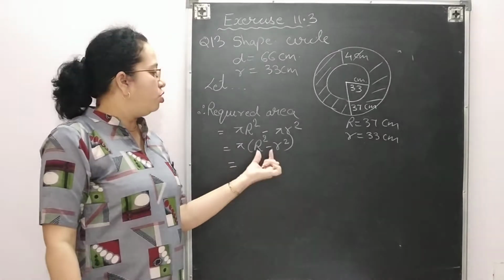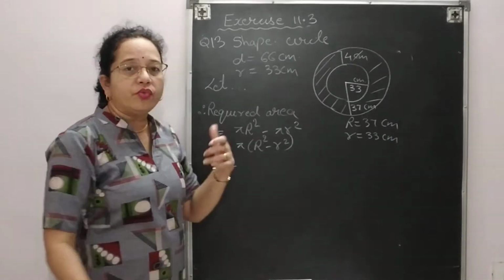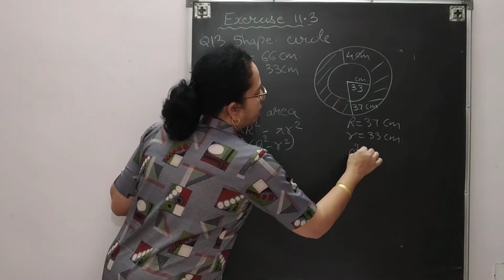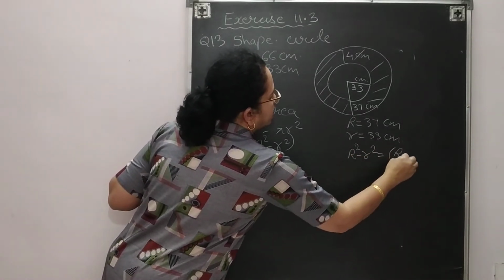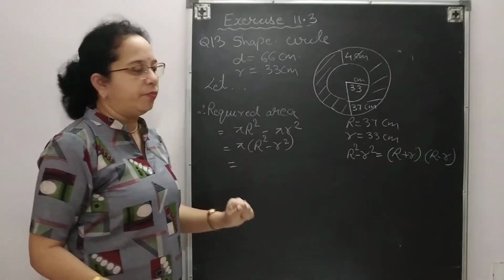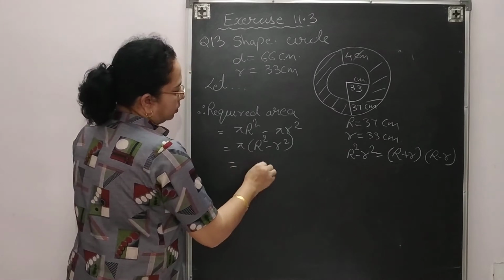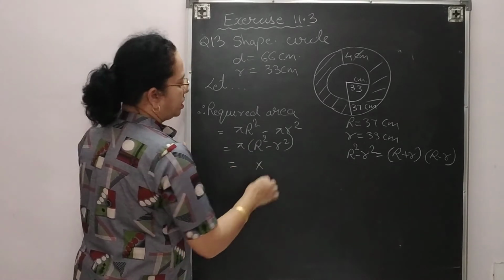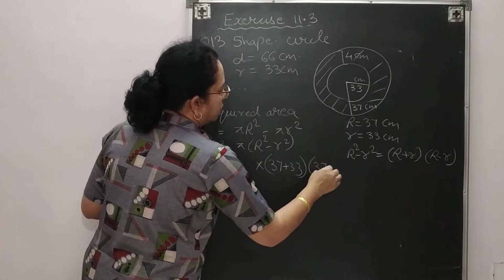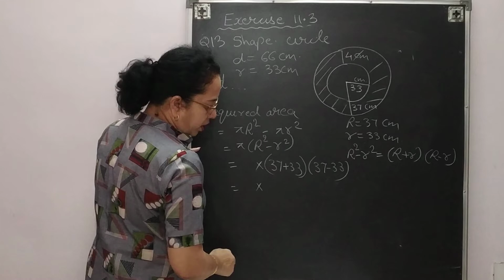There are two ways to solve. You can find out 37 square, you can find out 33 square, but there is one more way that you are going to study in grade 8, but I can introduce this. Capital R square minus small r square means once we add the numbers, in another bracket we subtract the numbers. This is one identity, so I am going to use it over here. So the value of pi, let it be here. Capital R square means which number is there? 37 plus 33 and another bracket 37 minus 33. So 37 plus 33 will give you 70.